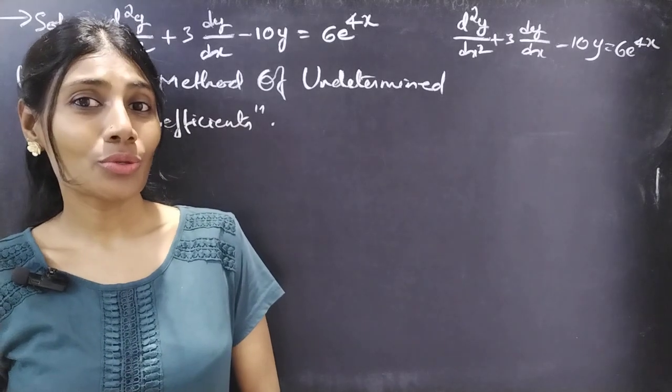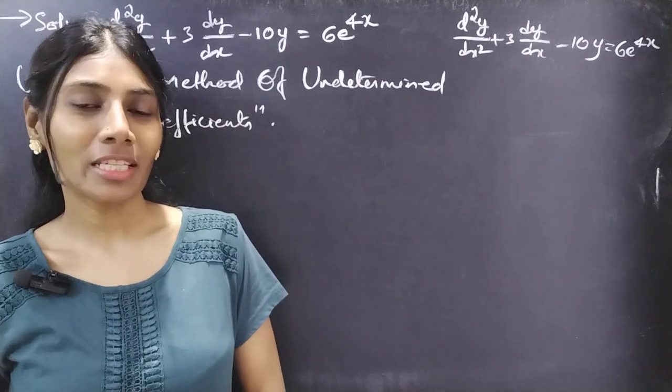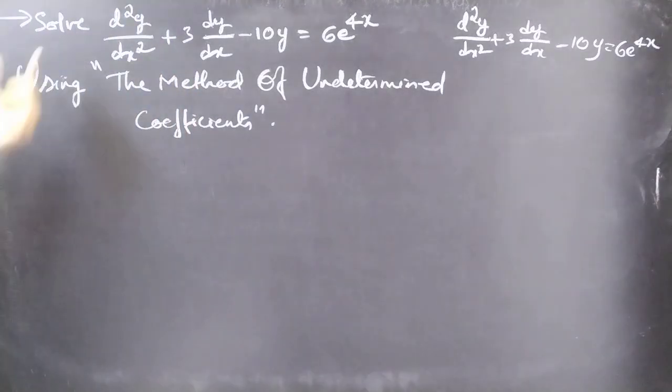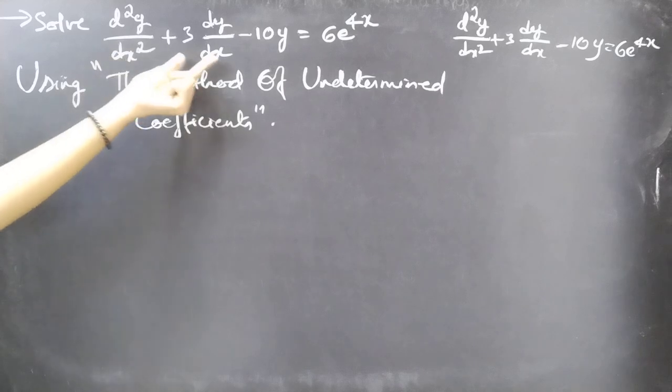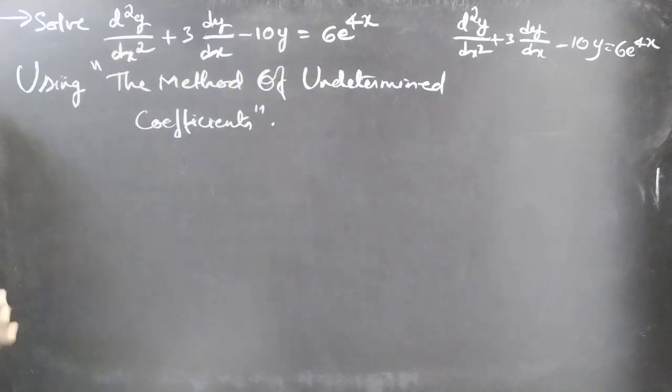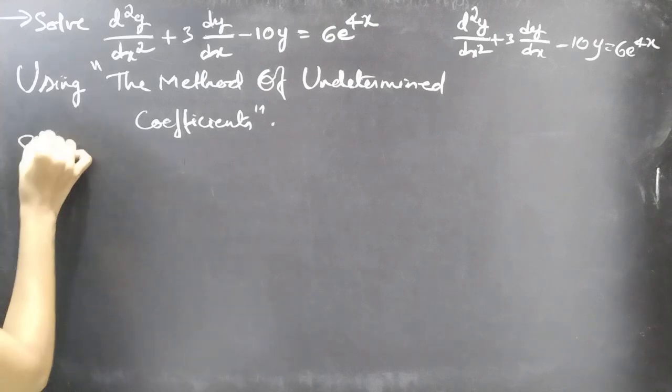In this video, we're going to solve a problem using the method of undetermined coefficients. So let's get going. Problem: Solve d square y by dx square plus 3 into dy by dx minus 10y equal to 6 e power 4x using the method of undetermined coefficients.